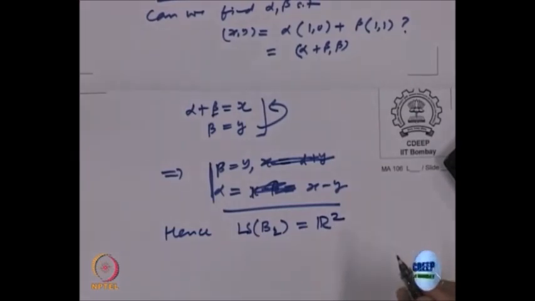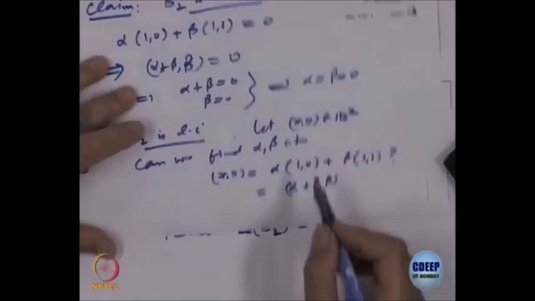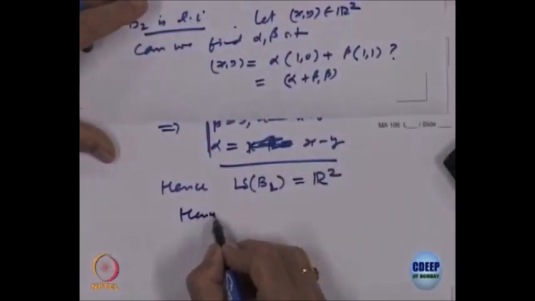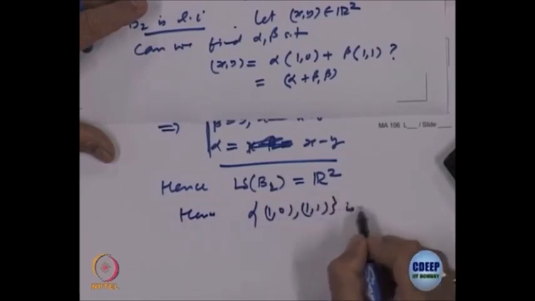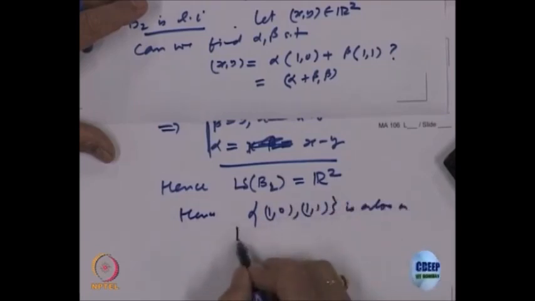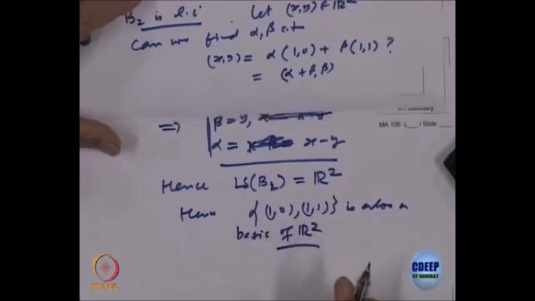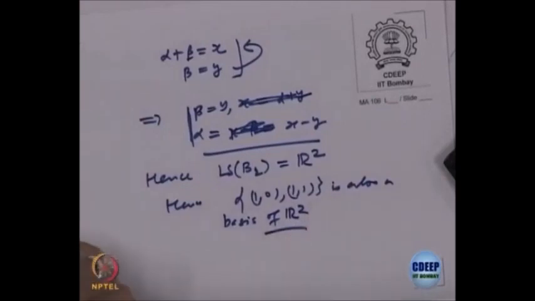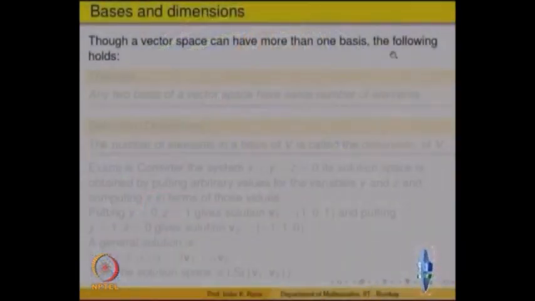So, we have verified both the things: the linear span is equal to R2 and it is linearly independent. So, hence the set {(1, 0), (1, 1)} is also a basis of R2, right. So, given a vector space, there could be more than one basis of that vector space possible. That is what the remark says: a vector space can have more than one basis.